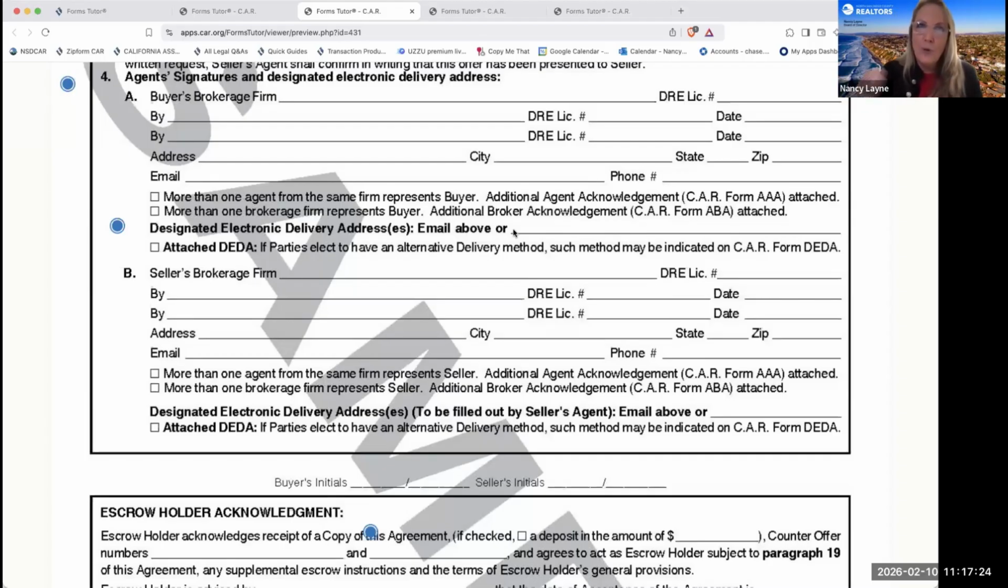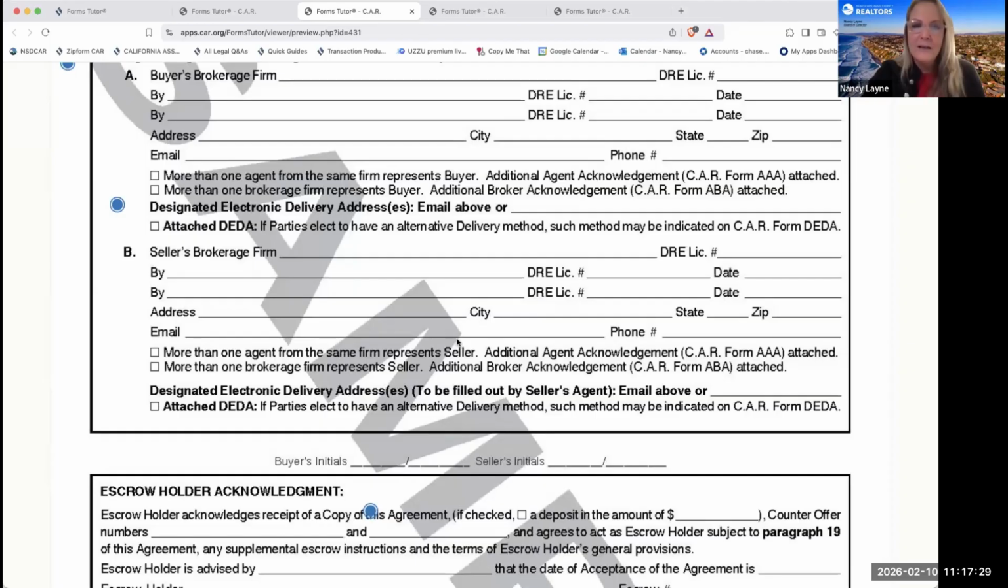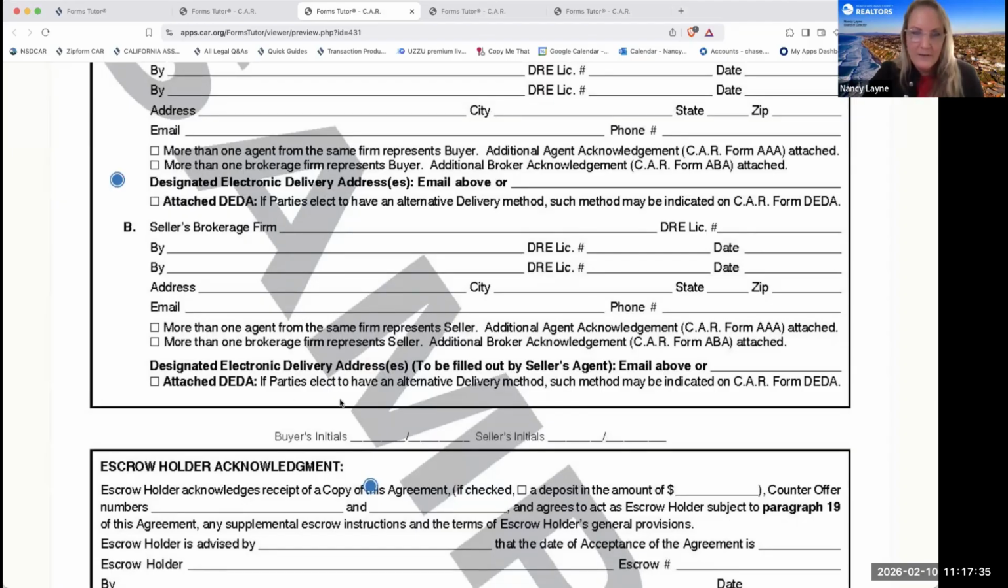It's an important item to use because it keeps you from saying, well, again, the dog ate my homework, that kind of thing. If the parties elect to have an alternate delivery method, Wandering Cats, Pony Express, you would form the DEDA and utilize that. So it could be, everything goes through a certain address or a certain person. It's all going to go through escrow.